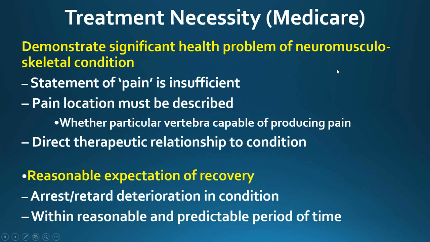And just quickly with Medicare, that can sometimes be a stickler with what we're doing, but we have to make sure that we're demonstrating that they have a significant health problem. Pain is not just enough. And we want to make sure that what we're doing for them and what we're finding, of course, to the spine for Medicare is a direct relationship to what the problem the patient is having, and the treatment will provide a direct relationship to get it better, and that there's a reasonable expectation that the patient will get better.